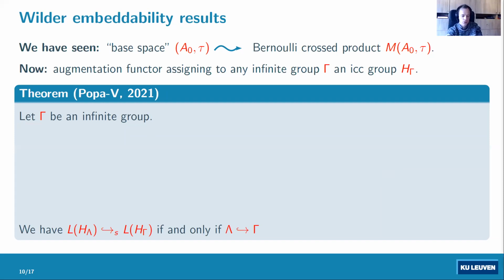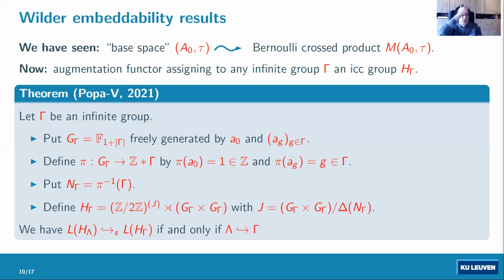It's a canonical functorial Bernoulli type construction, but it looks daunting. So here is the functorial construction. I start with an infinite group gamma. I take a free group with many generators, namely a dummy generator A0, and then for each group element, a generator. Of course, I now have a canonical surjective homomorphism from G gamma to the free product of Z and gamma, where the dummy generator goes to the generator of Z, and each AG generator goes to the group element G.